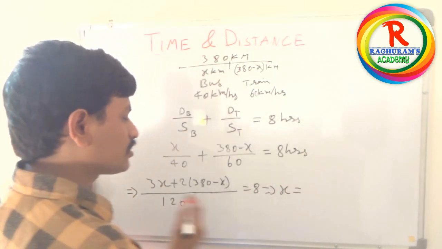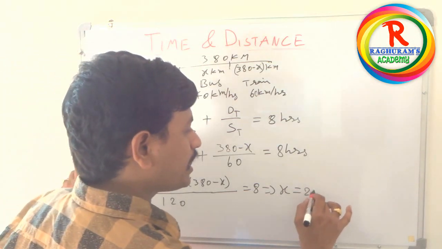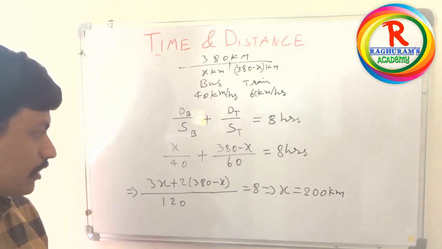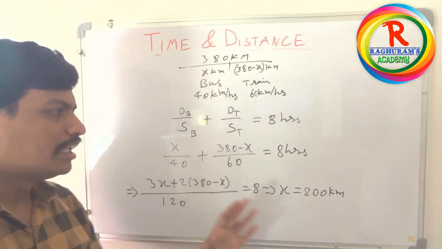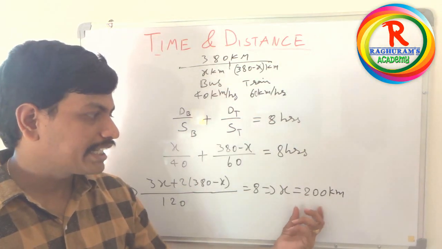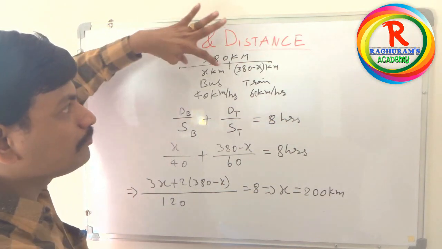Solving this equation, we get 200 kilometers. So 3x, taking 120 to the right hand side and taking all x to the left hand side, I think you can solve it. After solving, we get x equal to 200 kilometers. That's the answer. How much distance was traveled by bus?